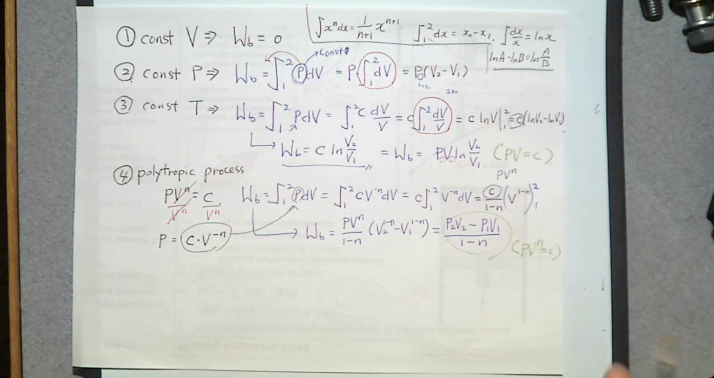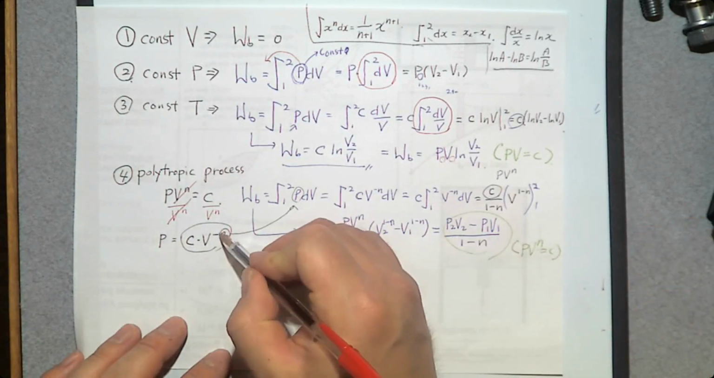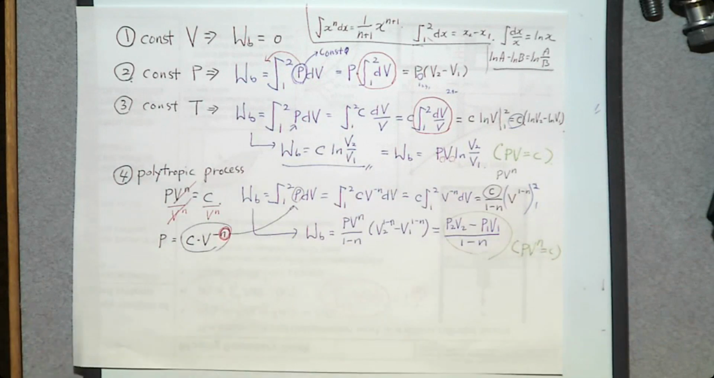This n is the polytropic exponent. Where do we get this n? From a table? No, from an experiment. So this n is going to be case by case. So that's real gas behavior. So 1, 2, 3, 4.